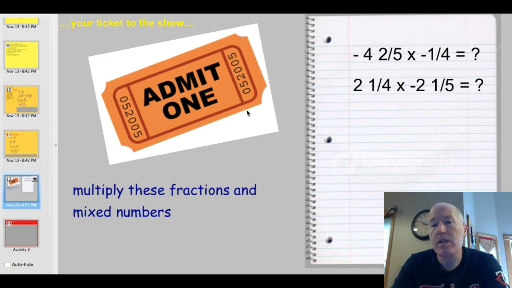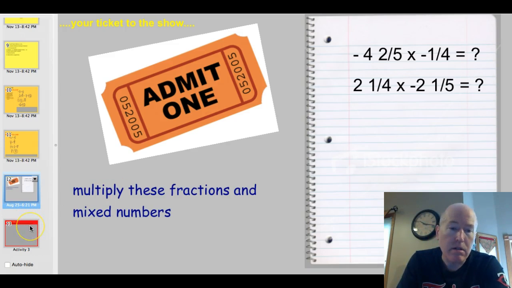Two problems: negative 4 2/5 times a negative 1/4. And then 2 1/4 times a negative 2 1/5. So you have a negative times a negative and a positive times a negative.